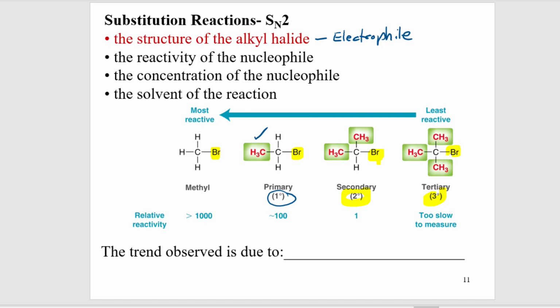Okay, let's think about this. Why does an incoming nucleophile, it doesn't matter what the nucleophile is, attack the methyl 1,000 times faster than the tertiary? What is this trend that we're observing due to? Top 3 answer in organic chemistry, right? It's actually one of those. In this case, it's due to steric hindrance.